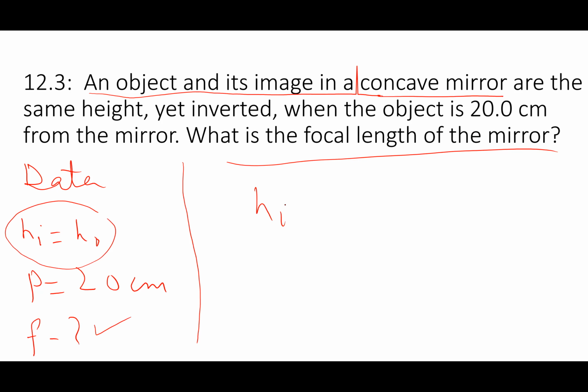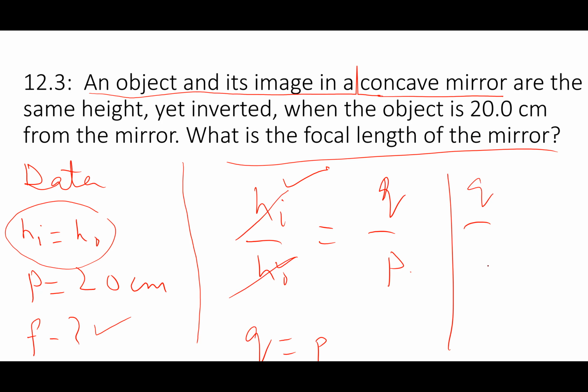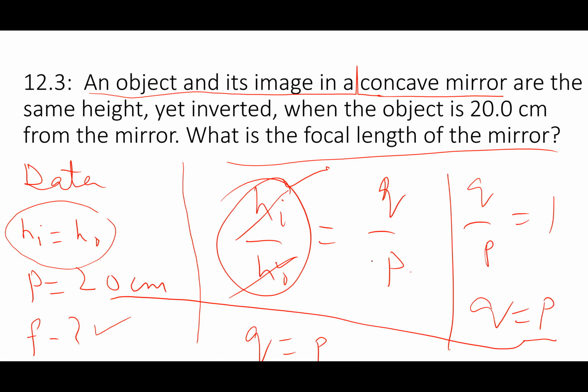So height of image to height of object is equal to Q by P. Height of image is given, height of object is given, P. After putting the value, you will get Q is equal to P. Because height of image is equal to height of object, you will get that Q by P is equal to 1. So Q is equal to P. P is at a distance of 20 centimeter. So Q is equal to 20 centimeter.